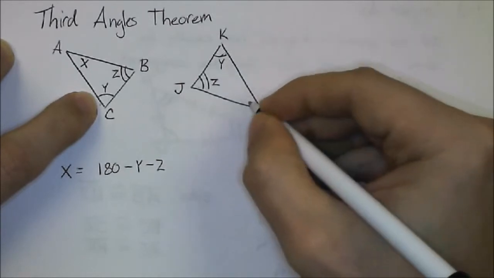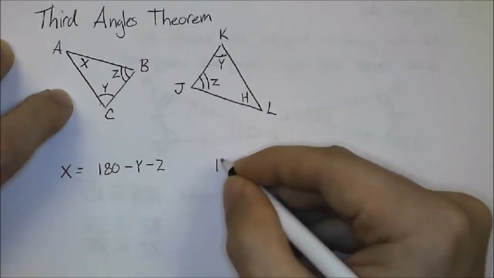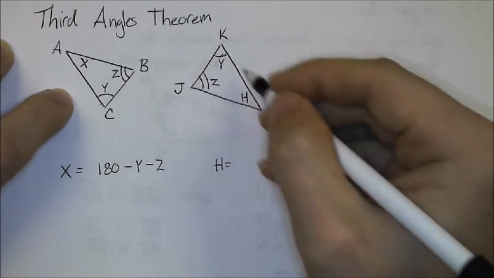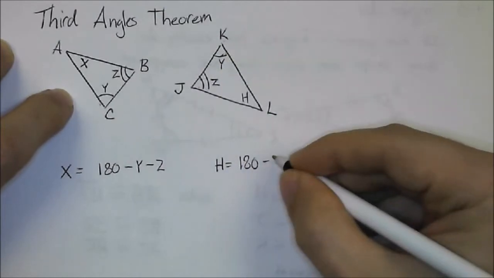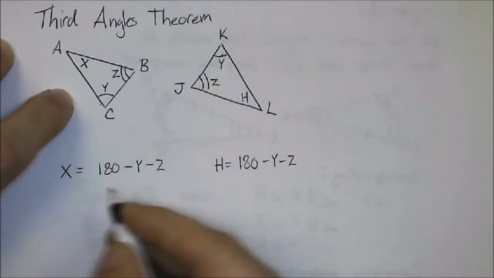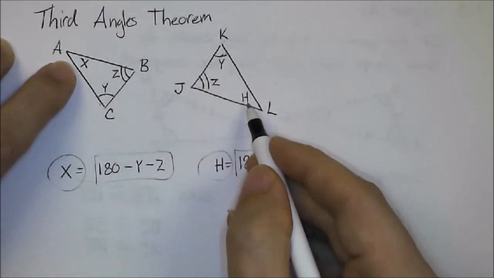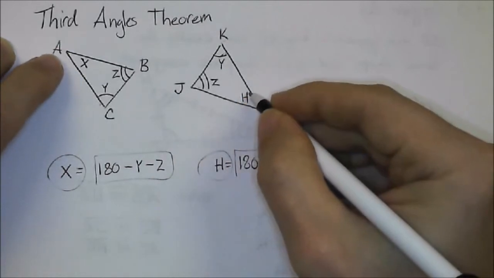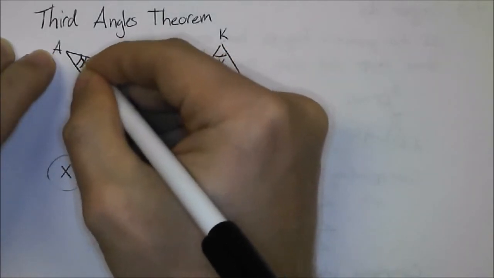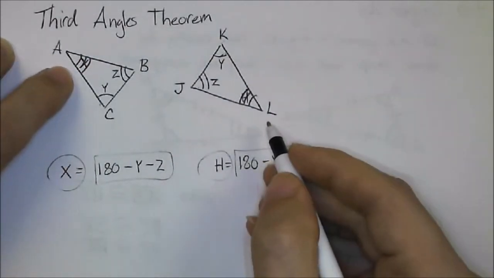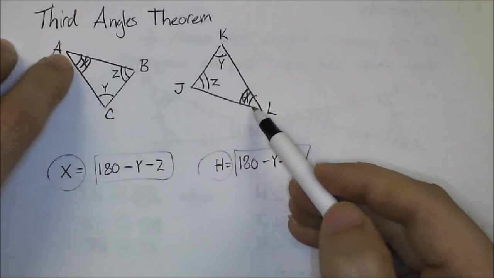So I know this one right here, let's call this angle H. H would be equal to the sum of all angles, 180, minus this angle and this angle, so minus Y minus Z. Notice these are the same. That means these angles are the same right here. So this angle, let's use 3 marks, 1, 2, 3, has to equal this angle, 1, 2, 3. That's the third angles theorem. If two angles are the same, the third one has to be the same.